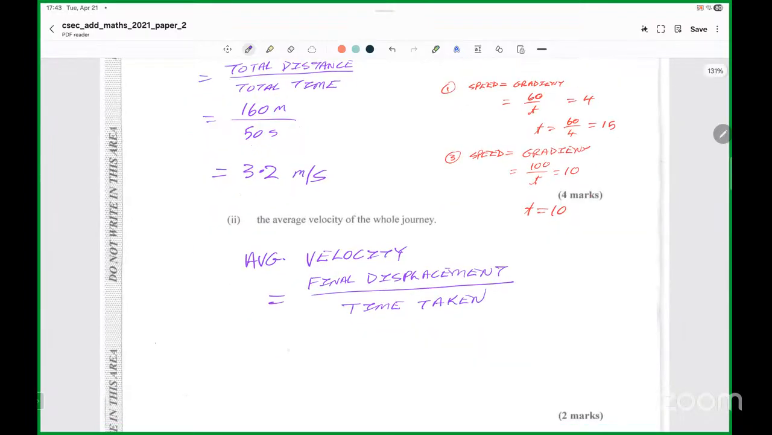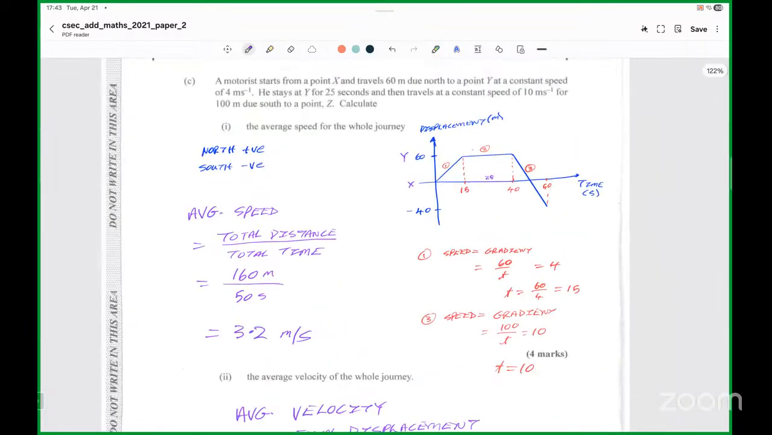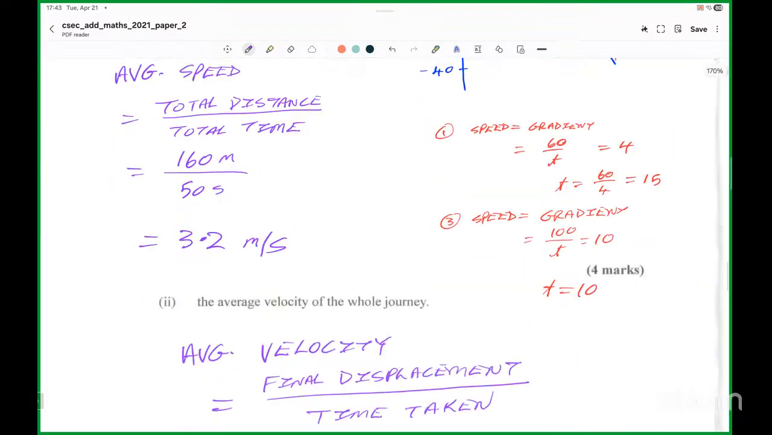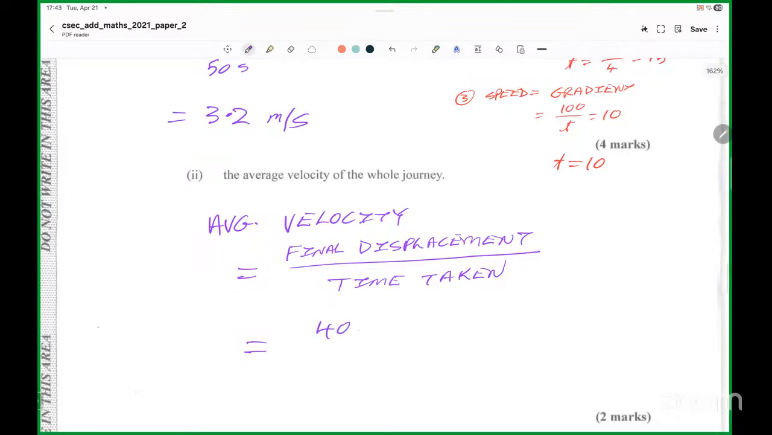And what is the final displacement for this journey? It goes up and then comes back down. Displacement is how far you are from where you started. That's what displacement is. This spans 40. Displacement has a direction in it. You cannot just say 40. It is 40 meters south. So its final displacement is 40 meters south.